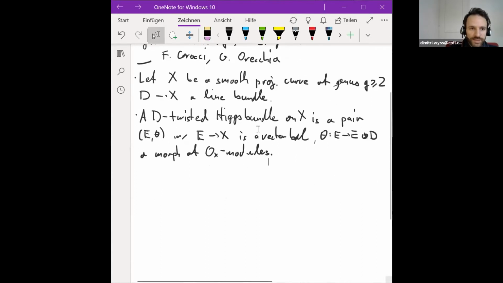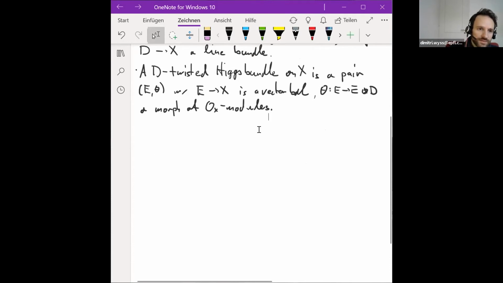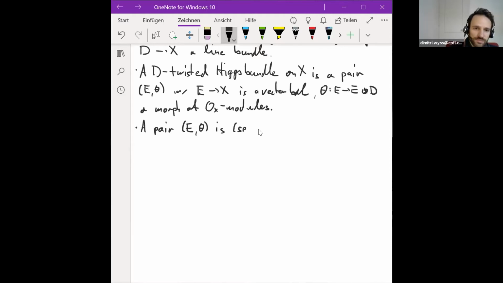Okay, and so such a pair, we will want to consider families of them and consider the moduli spaces, and for this we need a notion of stability. So a pair E and theta is stable or semi-stable if for every subbundle F, not 0 and not equal to E, a subbundle.